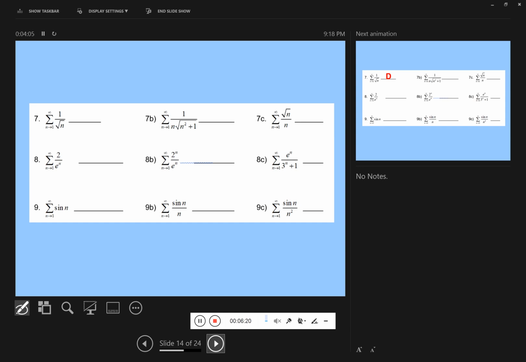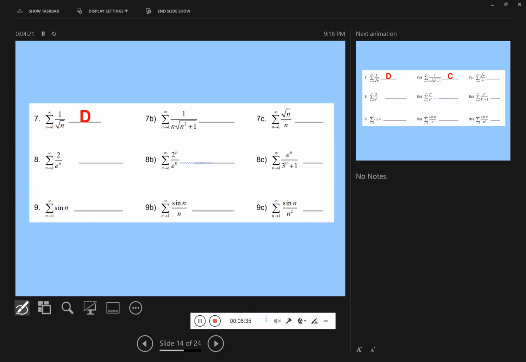Okay. So what about this one? What about number 7, that row all the way across? What do you think? These would be forms of p-series. Well, did you get diverge? Because that's 1 over n to the 1 half.